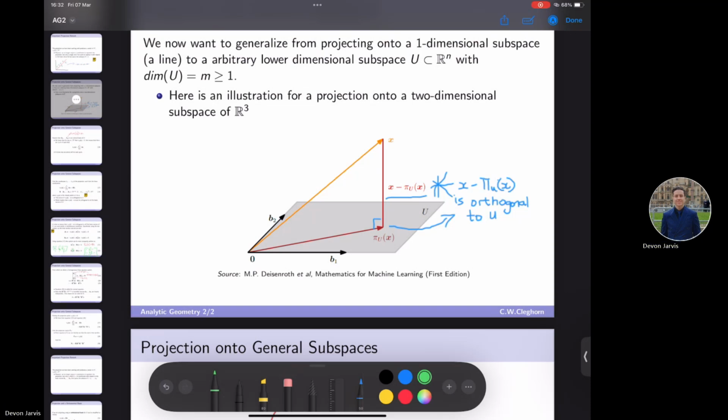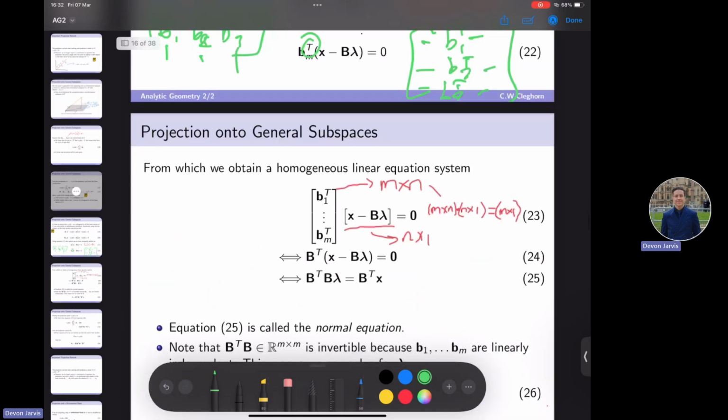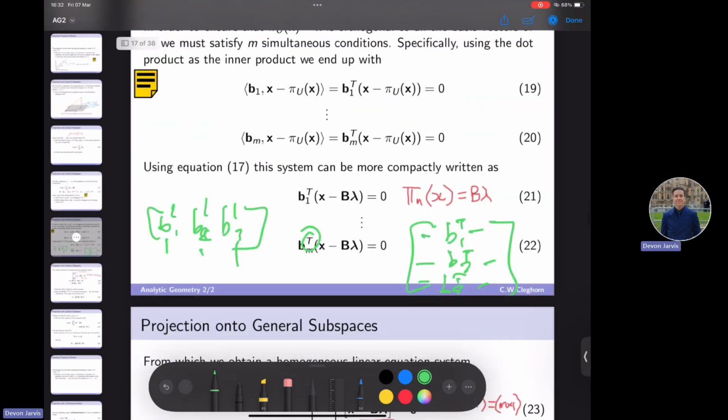Does that make sense? You guys doing all right in the back? You good? Yeah. The little thing at the bottom, right?